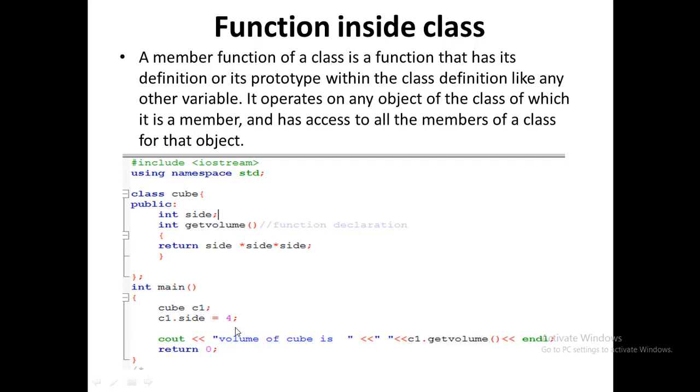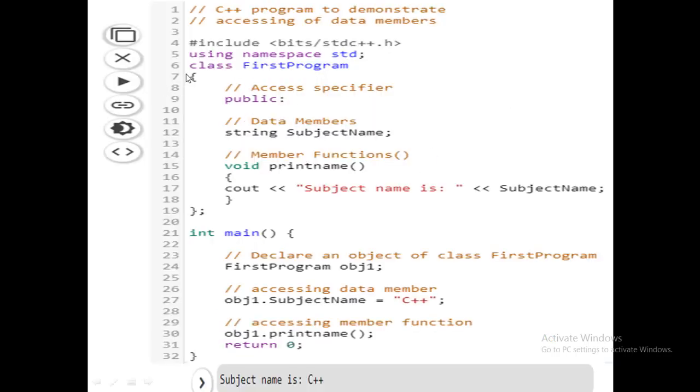Let's take another example of a function inside the class. Here we define the class first program, and we define the access specifier public, and then we define the data member as string subject name. And then we define a member function inside the class, which simply prints the subject name. And in the main function, we created an object of the class first program, and then we called with the object the function that we defined inside the class.